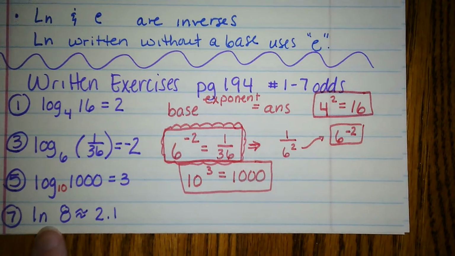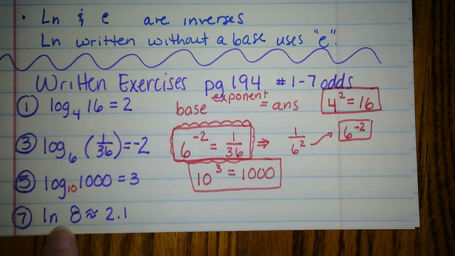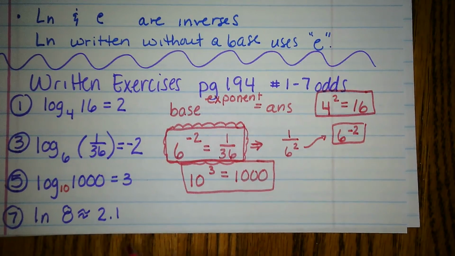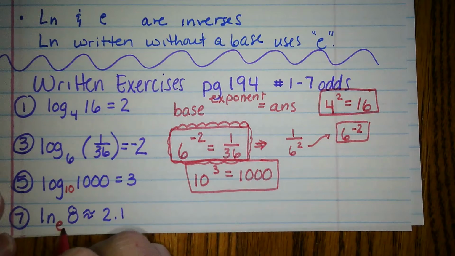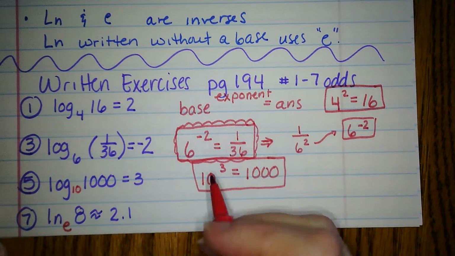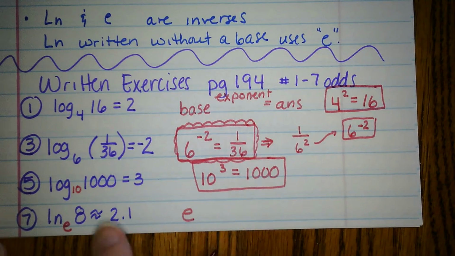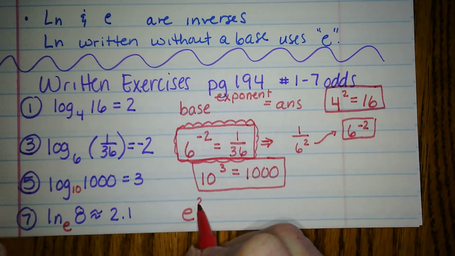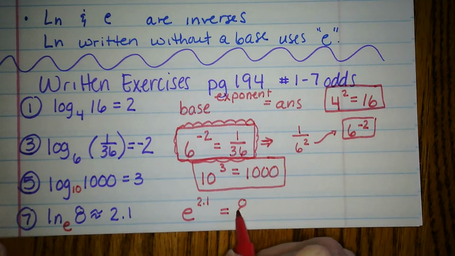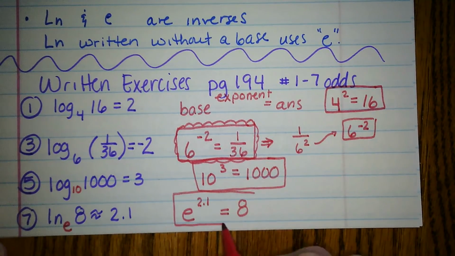And then they give us an ln, and that's a natural log. If the base of a natural log is missing, then that's the e, because e and ln's rock together. So the base is e, the exponent is about 2.1, and that is equal to our answer, which is 8. There you go.